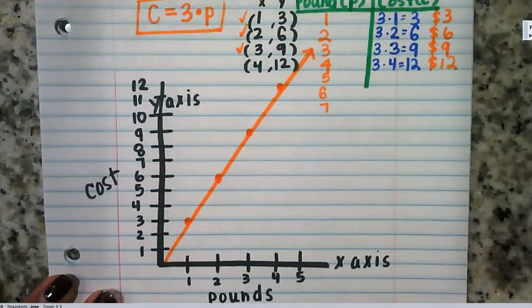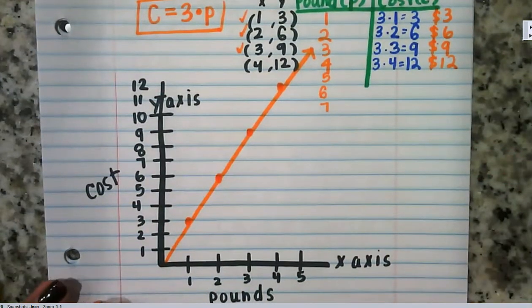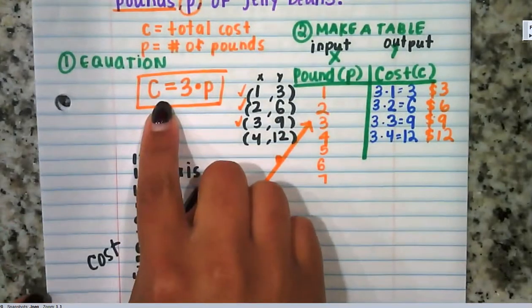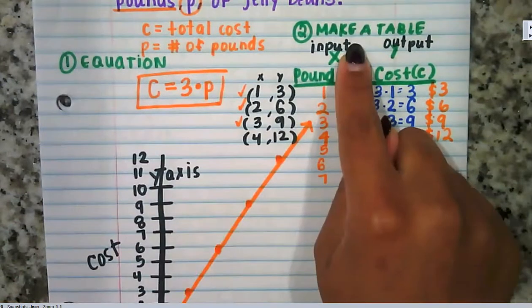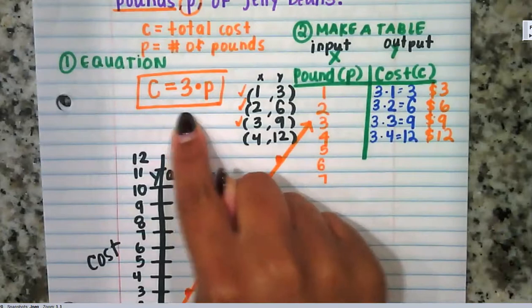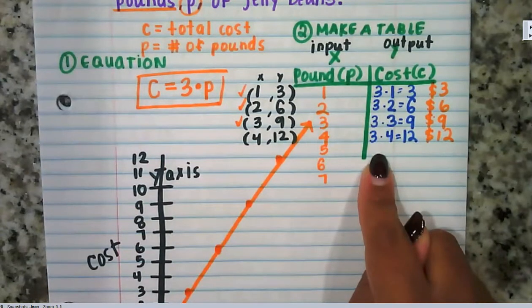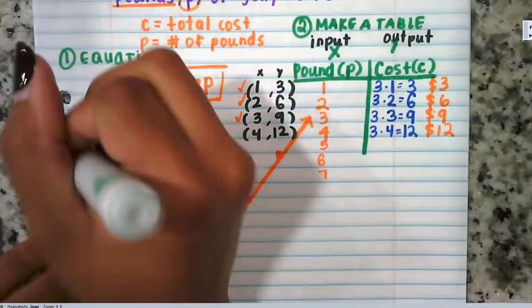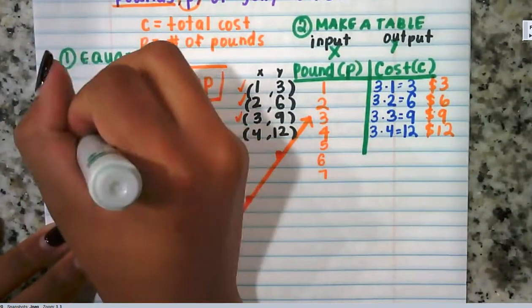So that is basically it. It's not a hard thing to do, but you have to make sure the first thing you do is make your equation. Then you can make your table using your equation by multiplying to find the values using your input and output. And then lastly, you can graph.